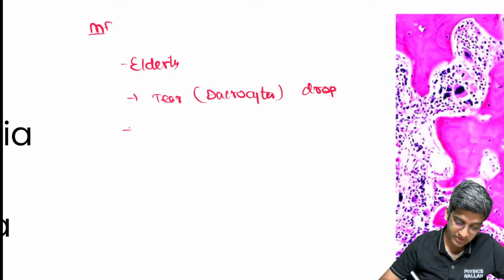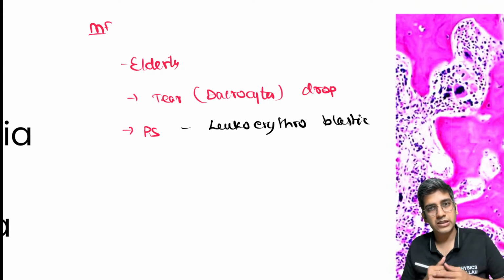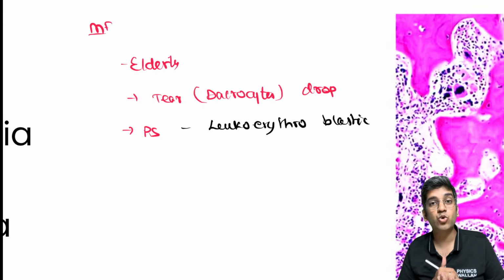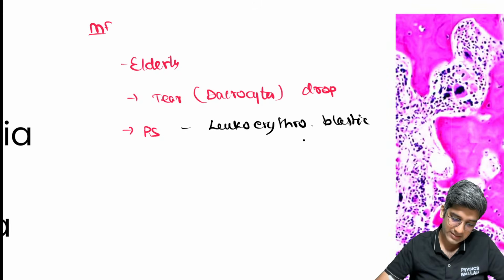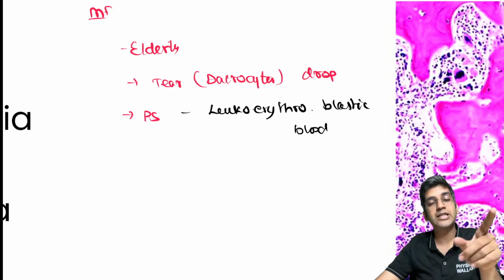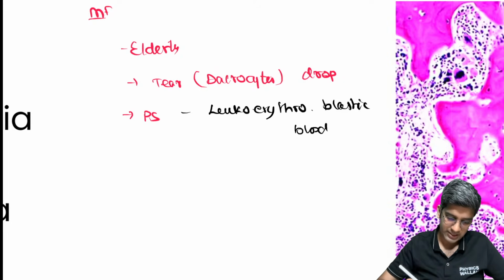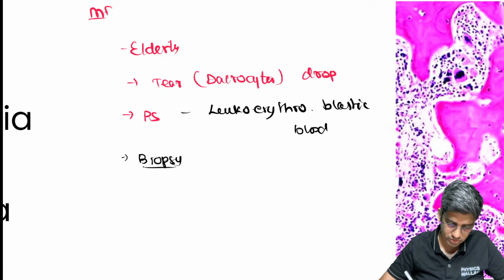And there's one more peripheral smear finding. This might also come in an exam, which is leukoerythroblastic blood picture. You'll see WBC precursors and also RBC precursors. That's nucleated RBC, right? Leukoerythroblastic blood picture. That's classical for myelofibrosis because there's no space in the bone marrow. Everything comes outside. I'll have a leukoerythroblastic blood picture, right? And obviously, biopsy of the bone marrow shows increased fibrosis.